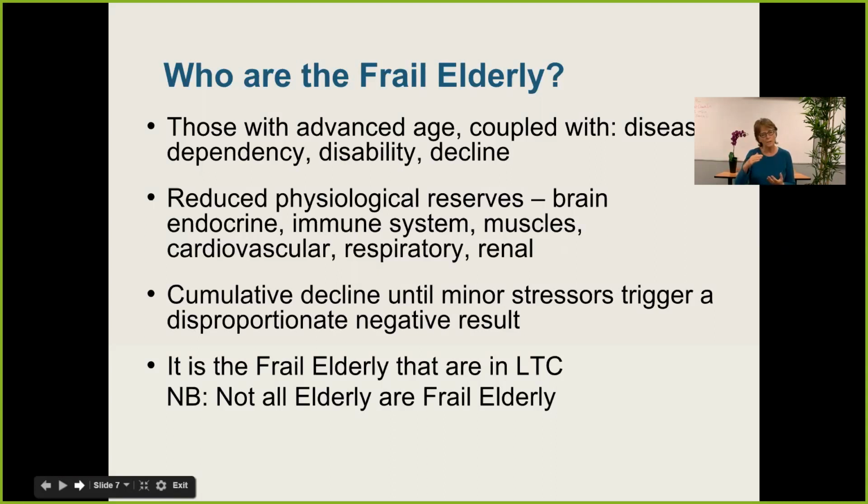So they've got a lot of body parts that are just wearing out. And that's what's making them frail as well as old. And they've got cumulative decline until a major stressor triggers a disproportionate negative result. So they might be old people living at home, but something happens. They fall and they break their hip, for example. That's a very common thing.